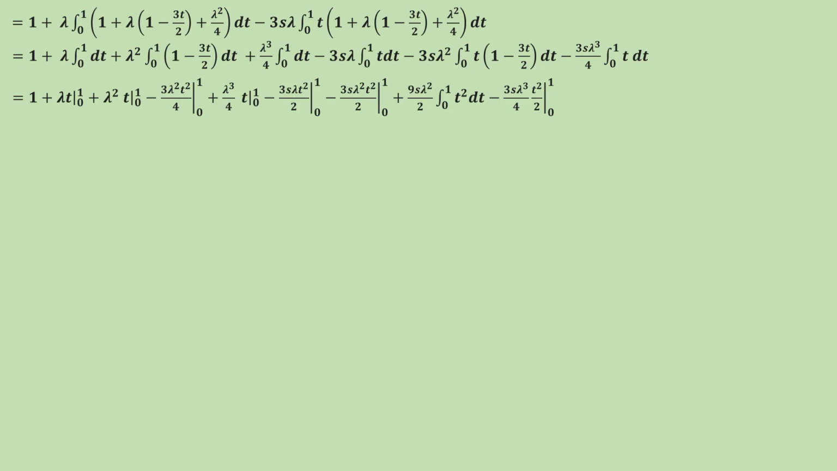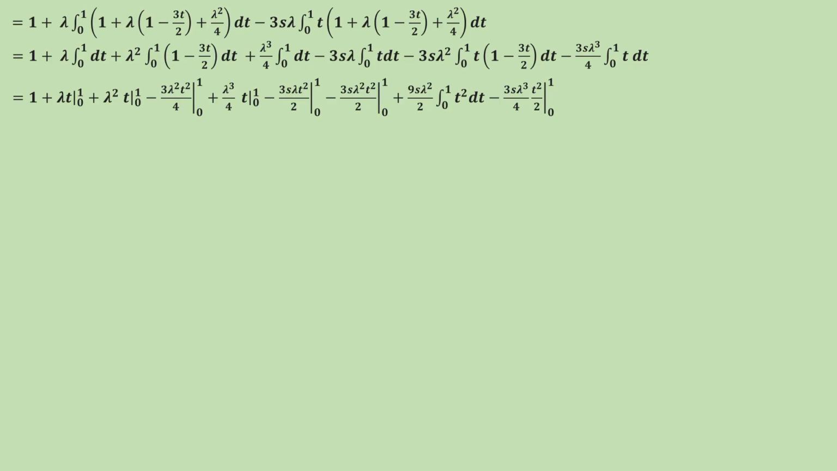Again we are separating, right? 1 minus 3t by 2. So integral 1 into dt. So the integral of dt is t, lower limit 0, upper limit 1, minus 3 lambda square, then by 2 into 2 by 2 into the integral of t dt, t square by 2, that is why 4, right? Lower limit 0, upper limit 1. Then lambda cube by 4, the integral of dt is t, lower limit 0, upper limit 1.